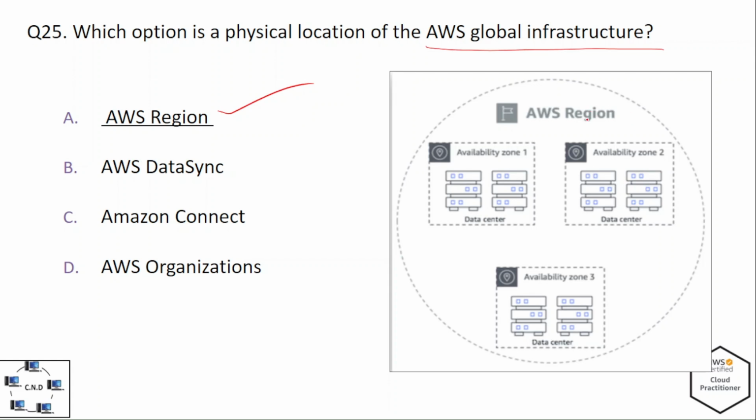So this region may be in a specific part of a country. Let's suppose it may be South America and there may be another region in North America, and inside each region we have multiple availability zones. So the region is basically a physical geographical concept as asked in this question.